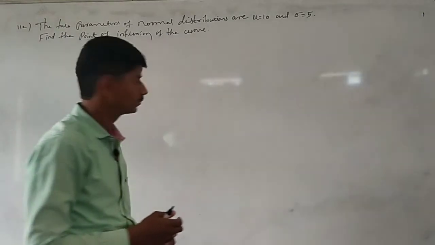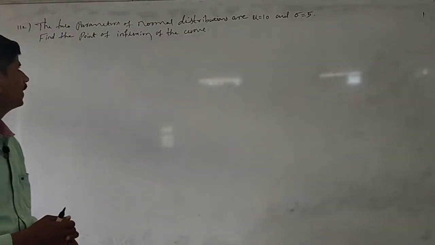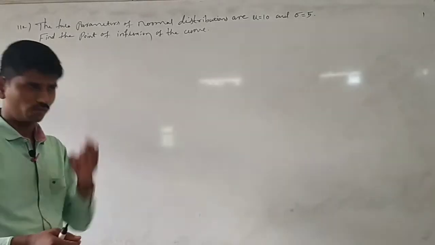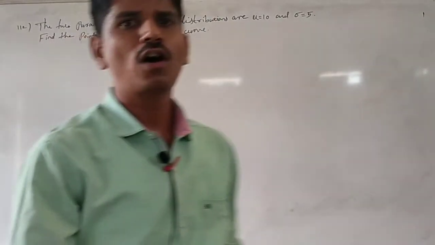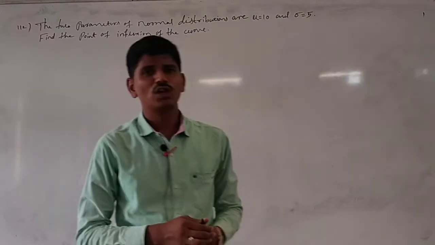Here the problem number 112: the two parameters of normal distribution are mu equal to 10 and sigma equal to 5. Find the point of inflection of the curve. Okay, the properties of normal distribution.